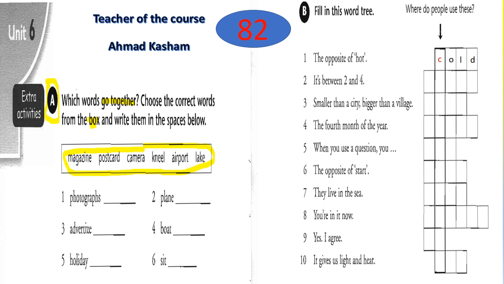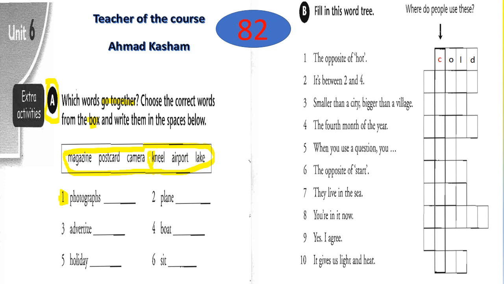We have magazine, postcard, camera, kneel. Please pay attention here. We don't pronounce K. Be careful. When we have in English K followed by N, we don't pronounce the K. It's silent. Kneel, not kuh-neel. Knife, not kuh-nife. Yes, I taught you this. Airport and lake. Let's start with number 1.